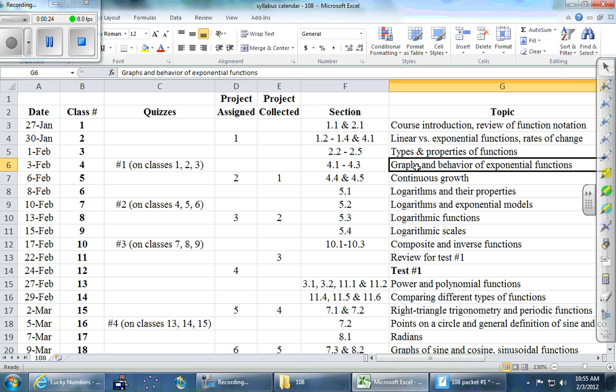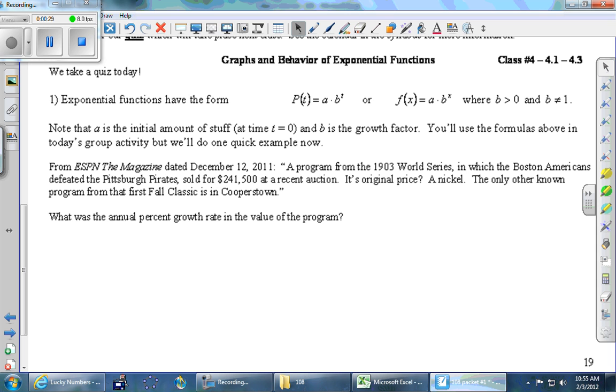Again, you're always welcome to work on the projects together. Today we talk about graphs and behavior of exponential functions. So let's give it a shot here at the bottom of page 19. And can we start in the back with tasks today? Could you read number 1? Okay, thank you. Kate. Thank you. Richard.